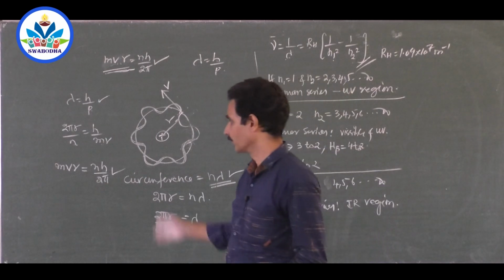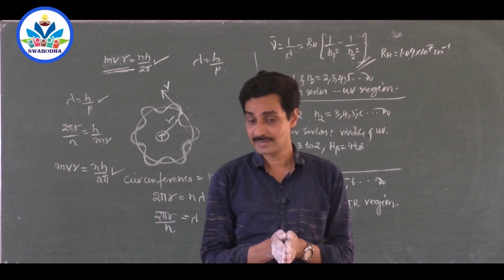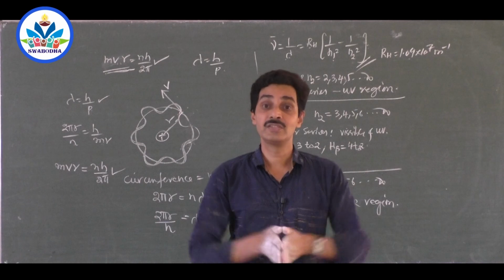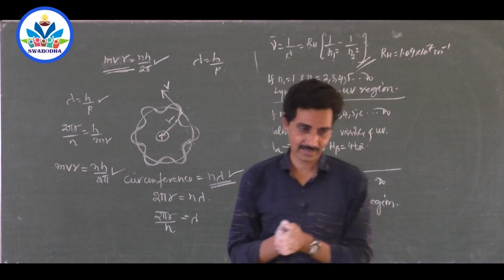One more drawback, a limitation of Bohr's theory, is that it has not explained the distribution of electrons in different shells and different orbits. I just suddenly remembered it.